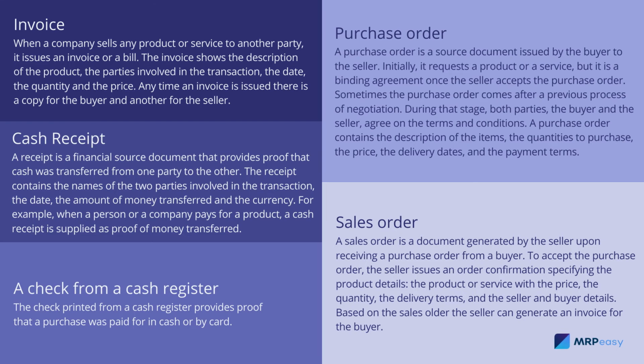Sales order. A sales order is a document generated by the seller upon receiving a purchase order from a buyer. To accept the purchase order, the seller issues an order confirmation specifying the product details, the product or service with the price, the quantity, the delivery terms, and the seller and buyer details. Based on the sales order, the seller can generate an invoice for the buyer.